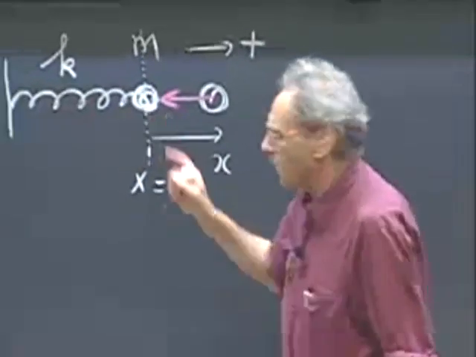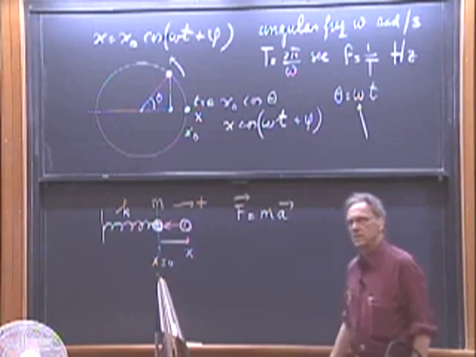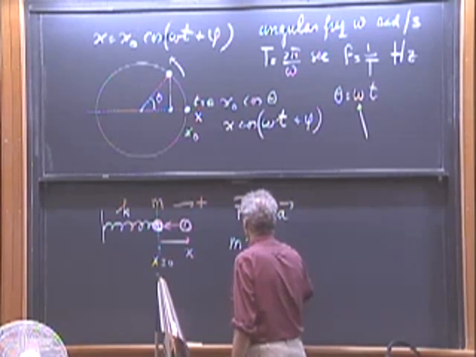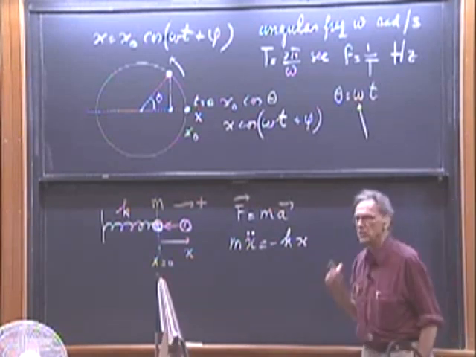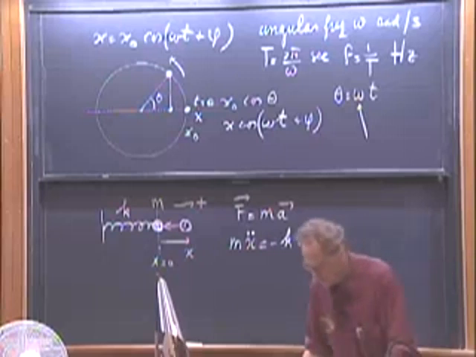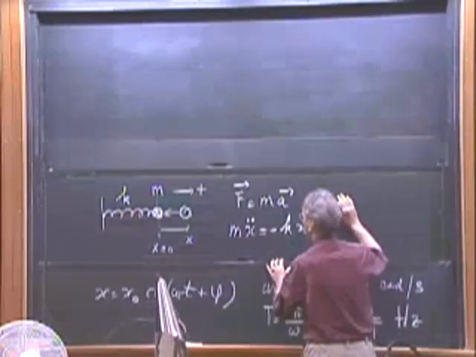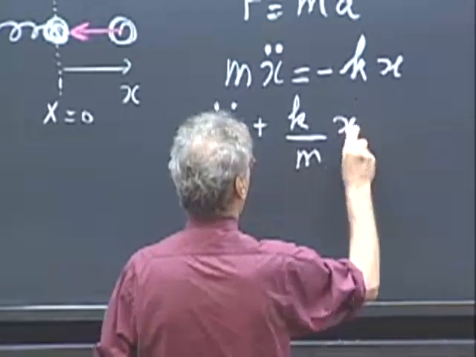If the mass of the spring can be ignored, if it is negligibly small compared to the mass of the object, I can write down Newton's second law, F equals ma. You may remember that from your good old days. And so ma, which is m x double dot, is now minus kx. It's really a vector notation, but since it's a one-dimensional problem, the minus sign takes care of the directions. And so I can massage this a little further, and I can write this as x double dot plus k over m times x equals 0.